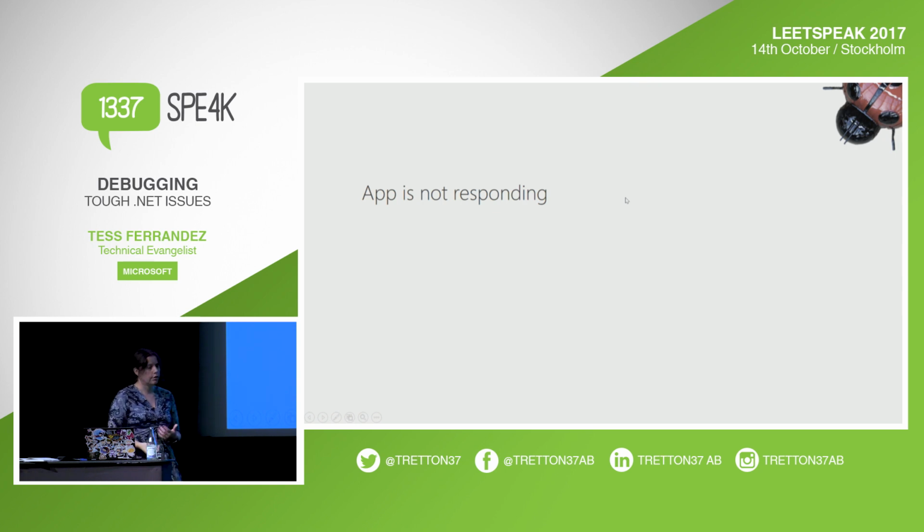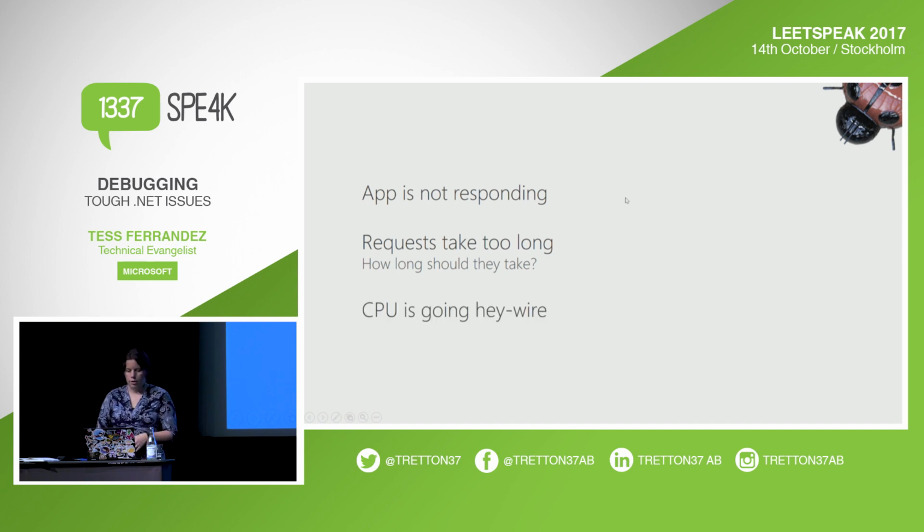Performance issues obviously come in a lot of different forms, like the app is not responding or requests take too long. If you have an issue where you find, for example, that your web requests take too long, be clear about how long they should take, because otherwise you might end up troubleshooting until you're blue in the face. And then we have issues, for example, where the CPU goes haywire, so you have high CPU issues.